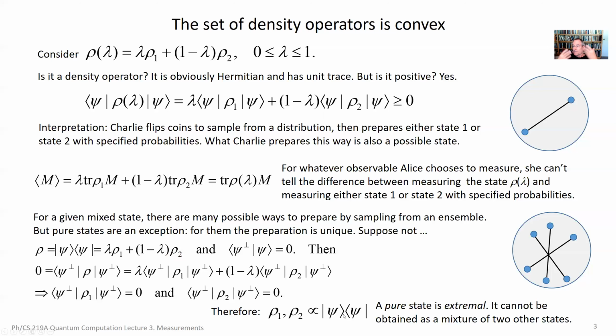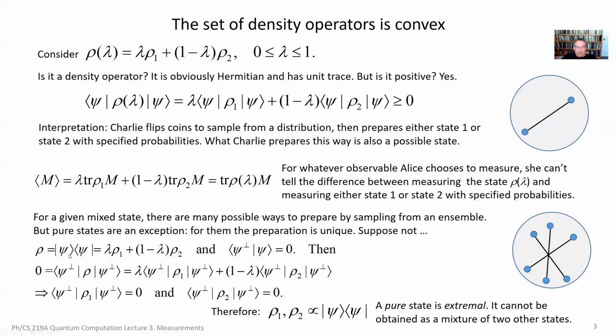Now, for any vector in Hilbert space, psi, let me consider any vector I please, which is orthogonal to psi. I call it psi perp. It has the property that the inner product of psi perp with psi is equal to 0. So now let's consider the matrix element of rho, which in this case is this pure state, between psi perp on the left and psi perp on the right.